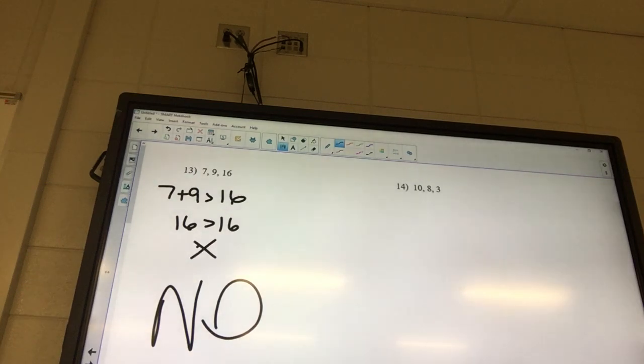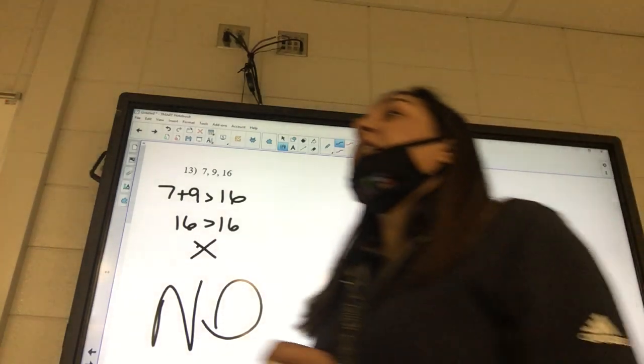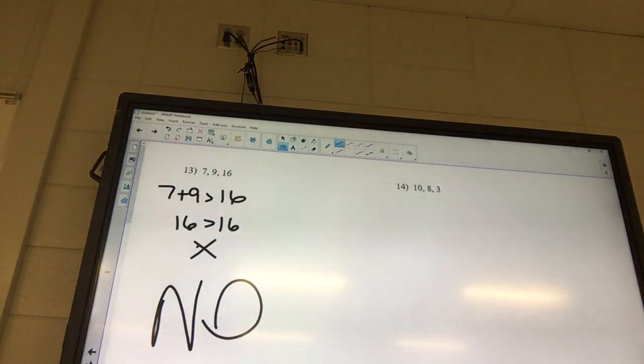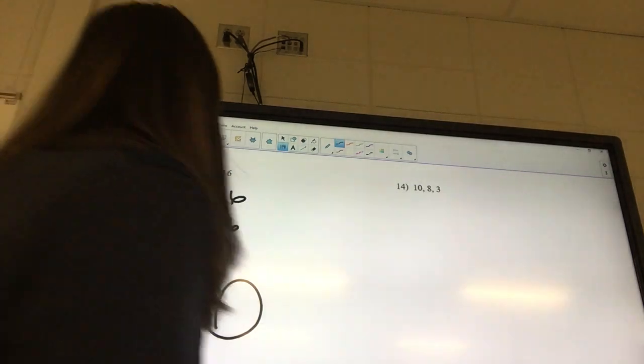Would 17 work? What about 16.1? Yes, technically. If I say $16 and I say you have to have more than $16, if you have $16.01, is that more than 16? Yes. Okay, so even if it's 0.01, it's still technically more than 16.